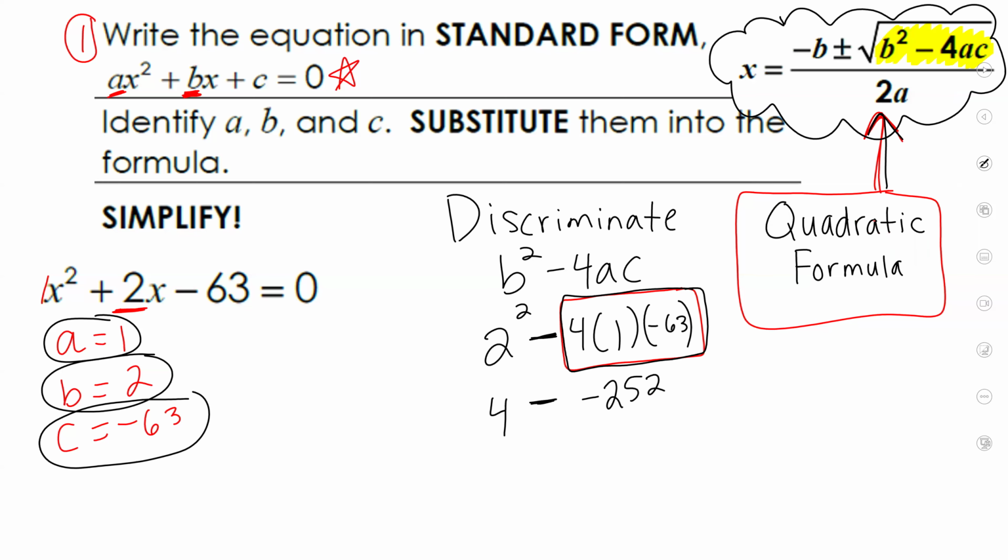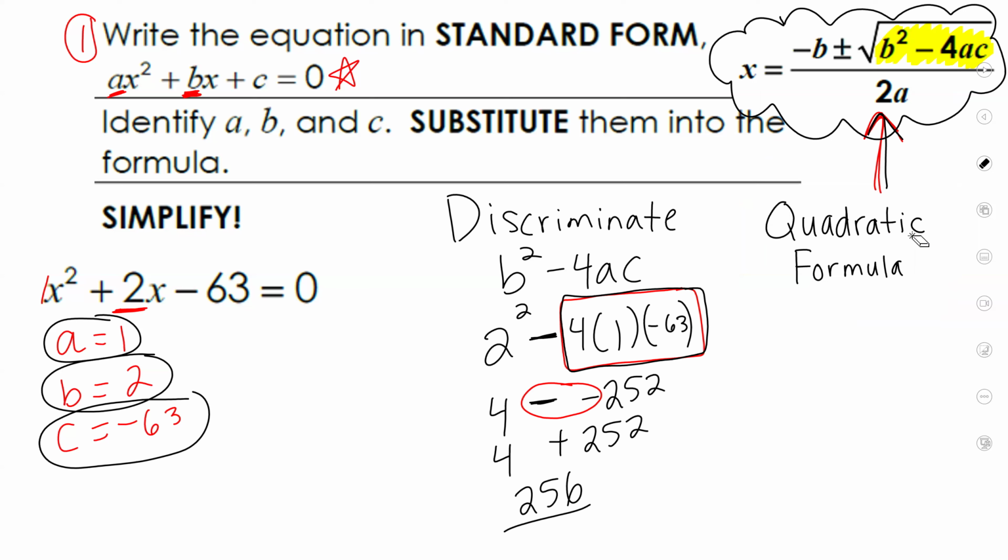Okay, so guys, notice I now have 2 negative signs. What does this become? Yes, so this will be 4 plus 252, which is 256. So guys, this is your discriminant. B squared minus 4ac is 256. So let's go ahead and plug that into the quadratic formula.